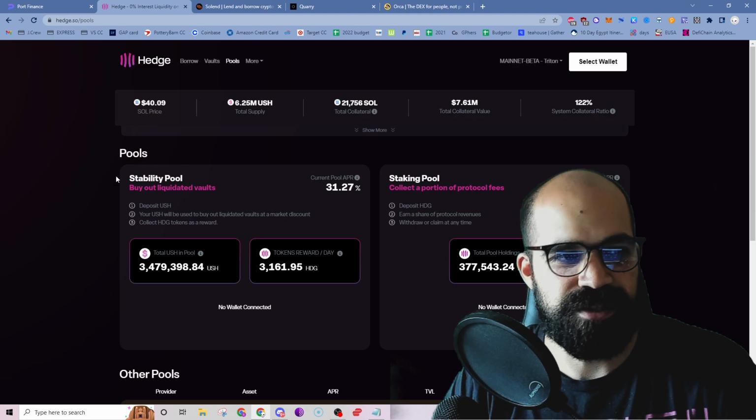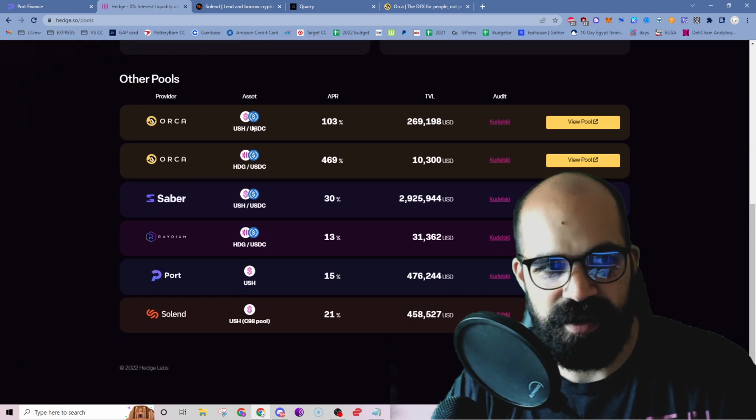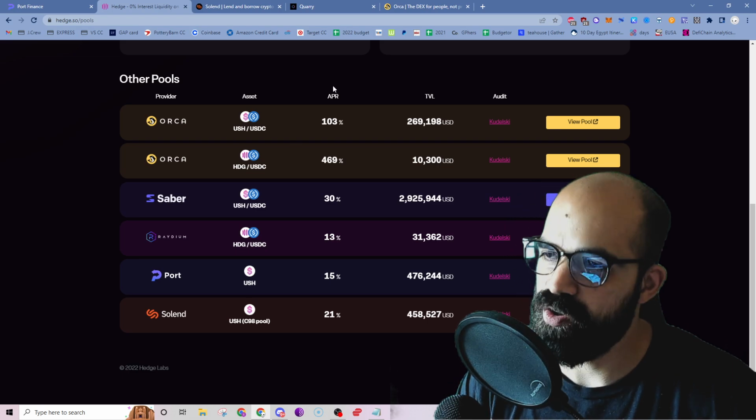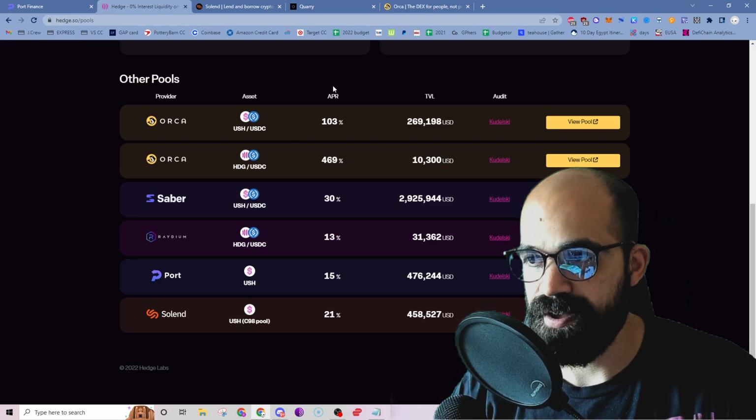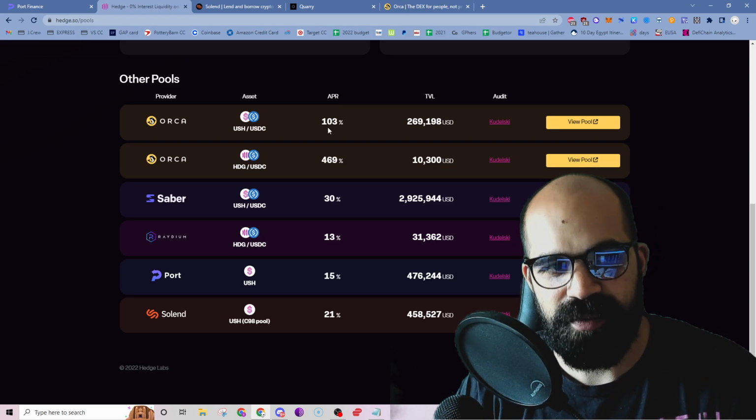There are vaults, there are pools. One of the interesting things you'll see here is places you can go get a yield. Look at that, USH, USDC, 103%. There is a big caveat there. You can't just go and get that 103%. That is for hyper concentrated liquidity.